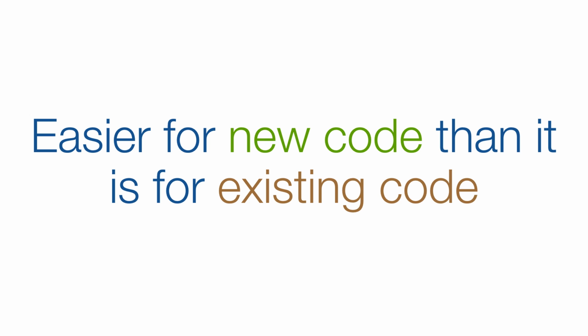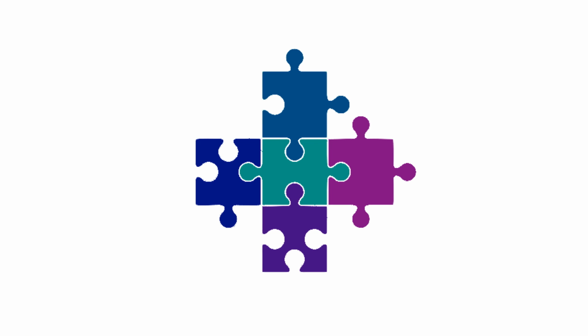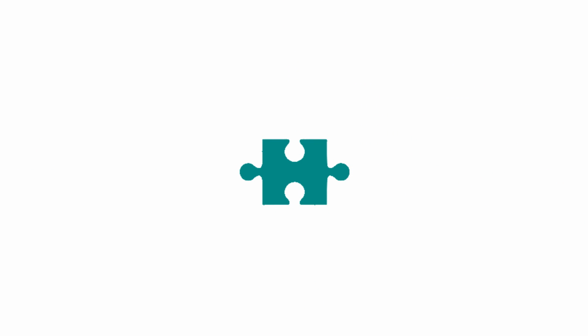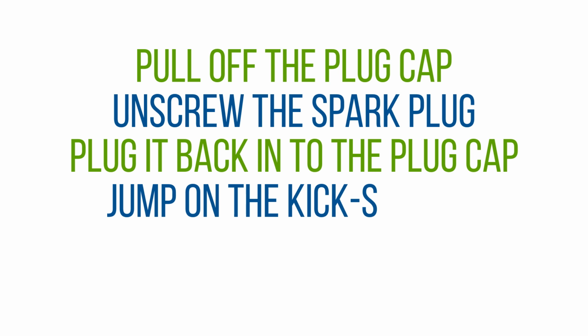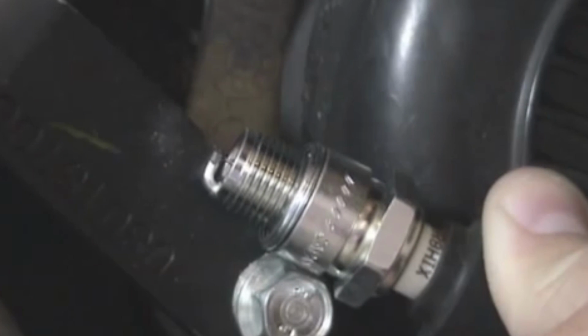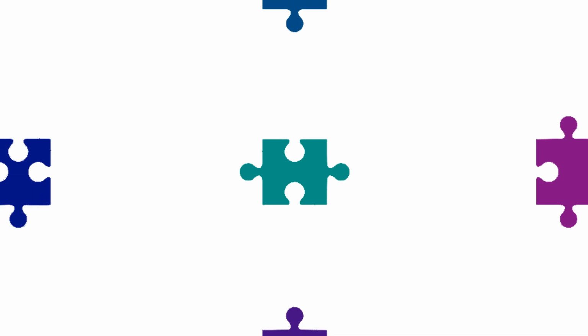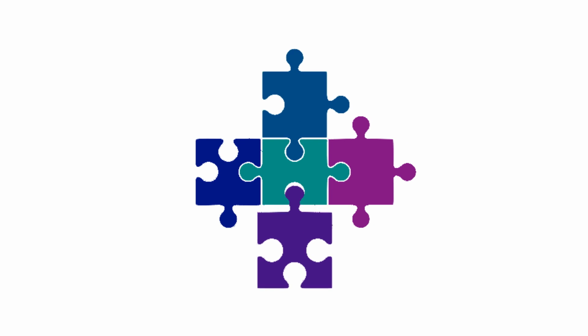Writing unit tests is much easier for new code than for existing code, but that's not to say that it's trivial. There is a complication. The key to a unit test is to test the unit in isolation. If you saw the previous episode, you'll remember the test where I removed the plug cap, unscrewed the spark plug, plugged it back into the plug cap, and jumped on the Kickstarter. I was testing to see if there was a spark, but I was not performing a unit test. That's because the test was not a test of the spark plug in isolation. It was actually a test of a whole host of components working together.